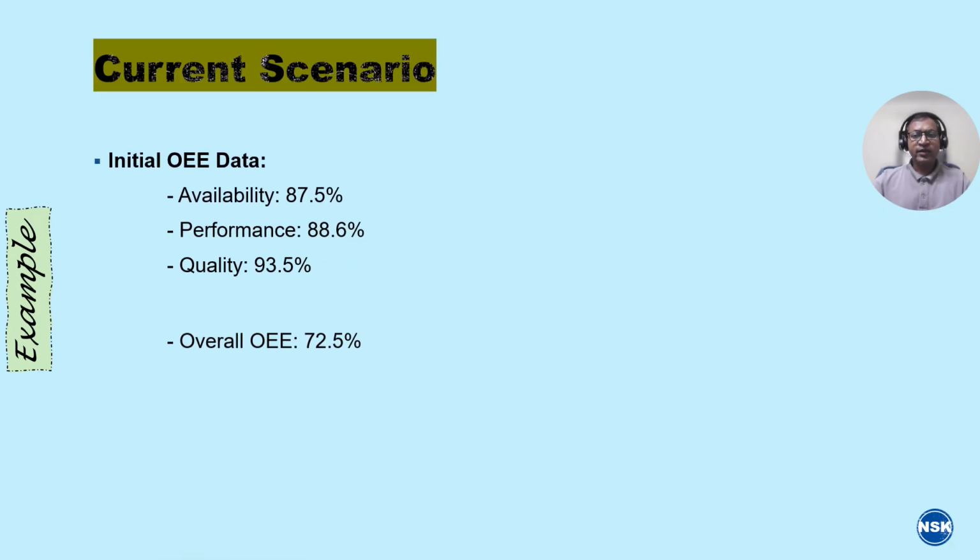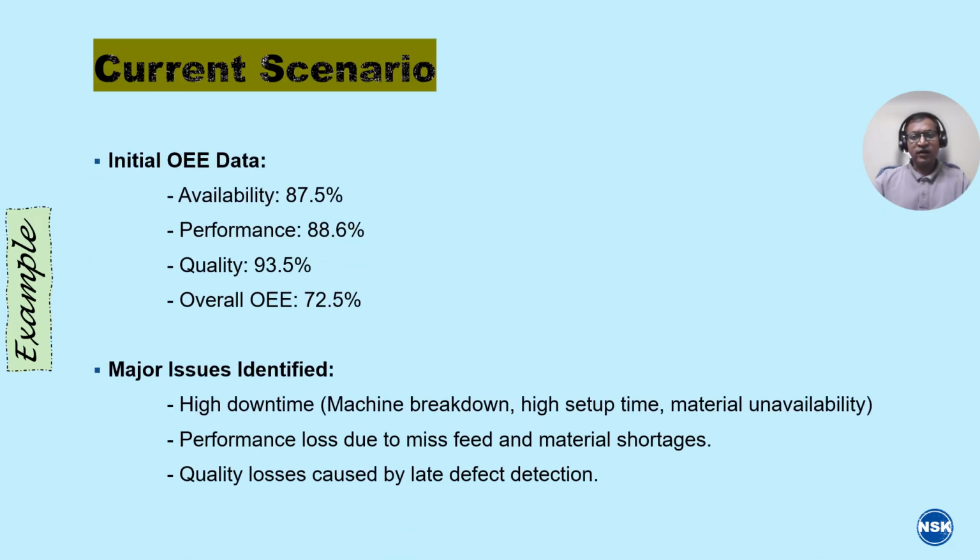Let's see a numerical example of OE. The current scenario is as follows. Initial OE data is availability 87.5%, performance 88.6%, quality 93.5%, and then overall equipment effectiveness is 72.5%. Major issues identified are high downtime, machine breakdown, high setup time, material unavailability, performance loss due to misfeed and material shortages, and quality losses caused by late defect detection.